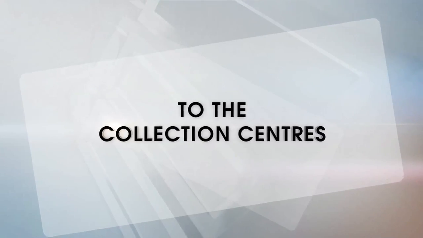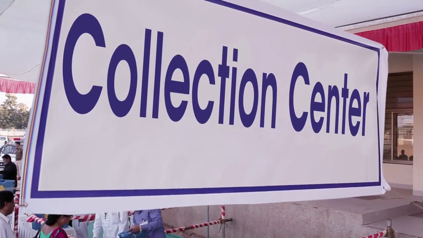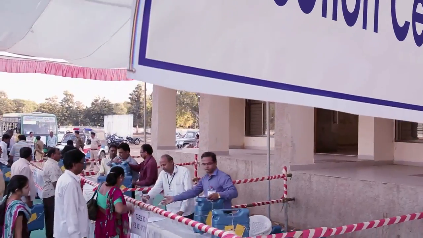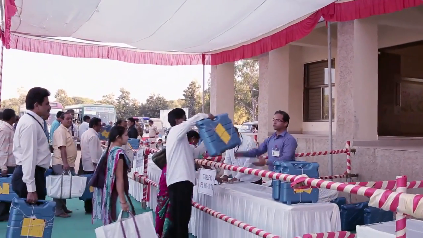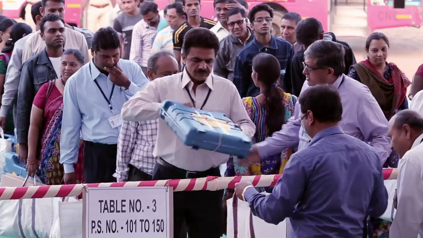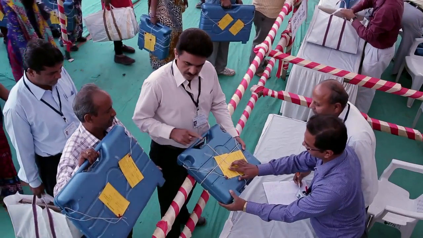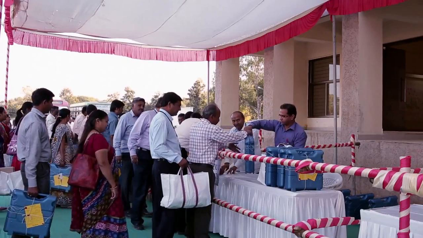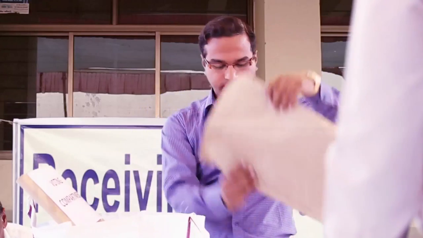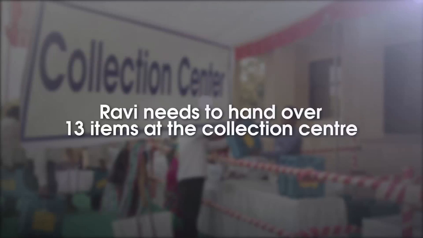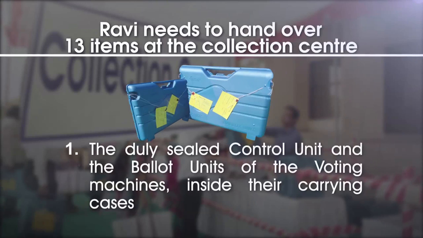To the collection centers. It is now time for Ravi Kumar and his team to reach the collection center escorted by security personnel. The EVM and the election papers should be delivered at the collection center with zero delay. The EC considers any delay with utmost concern and can take disciplinary action. Ravi needs to hand over 13 items to the officer in charge at the collection center and obtain due receipts.